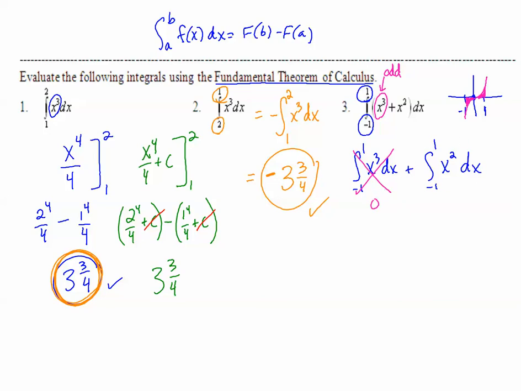So we can go ahead and do this by doing the antiderivative. The antiderivative of x squared is x cubed over 3. Evaluate from -1 to 1.